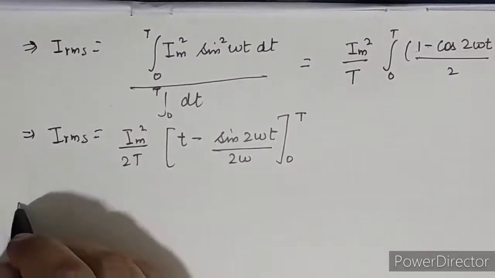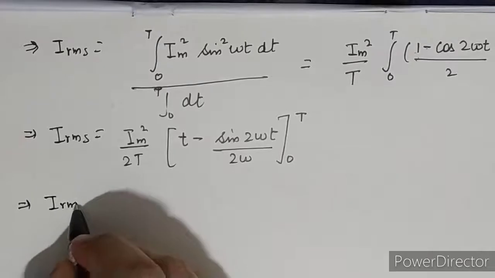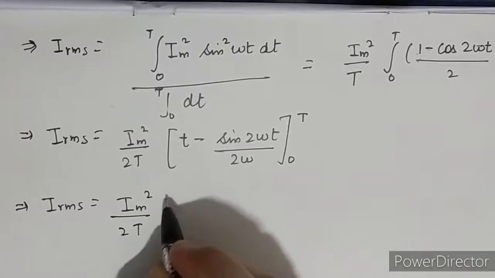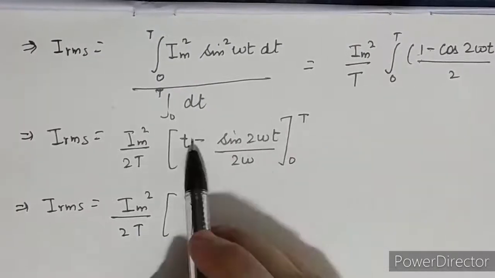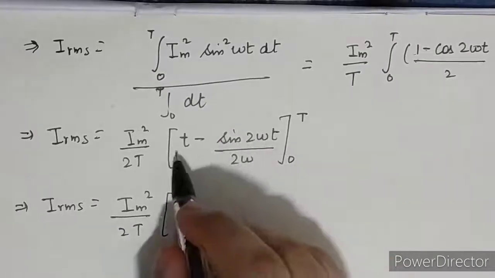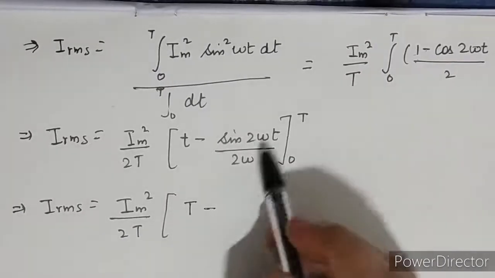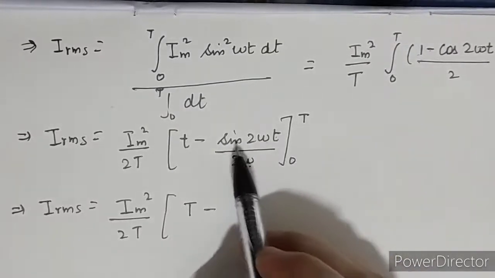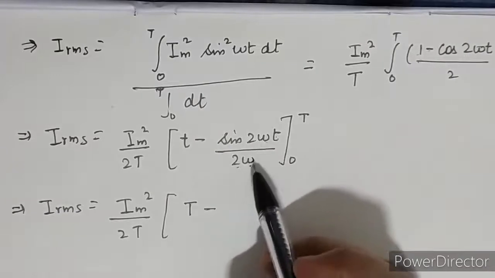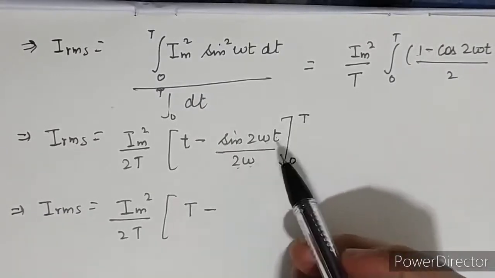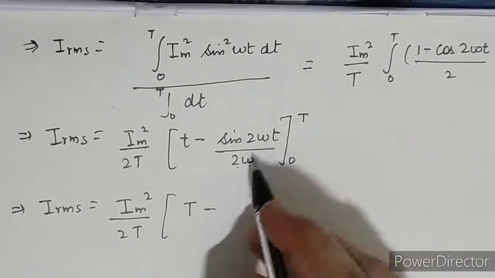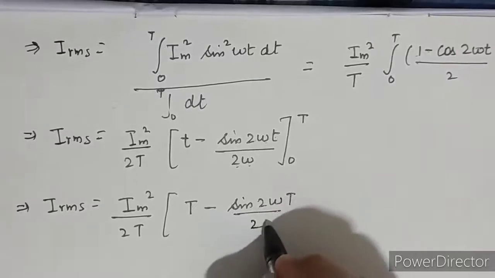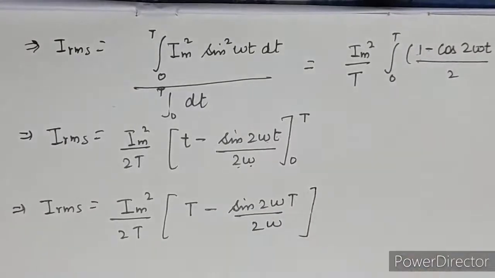Look at it carefully, beta. I RMS is Im square divided by 2T. Firstly, for the t minus 0, here only T I am writing, minus sin 2 omega capital T upon 2 omega minus sin 2 omega multiplied by 0 upon 2 omega. Multiplying by 0 means sin 0, and sin 0 has the value 0. So only the capital T value will come: sin 2 omega capital T upon 2 omega. This is the value after putting the limit.